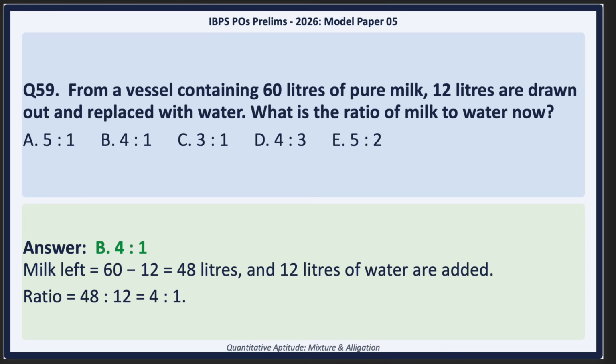You remove 12 liters of milk, leaving 48 liters. Then you put in 12 liters of water. Yeah, exactly. So your final ratio is just 48 to 12. Divide both by 12, and you get a clean 4-to-1 ratio. So straightforward. And question 60 is basic probability.